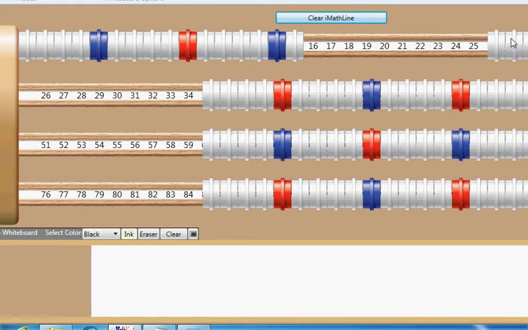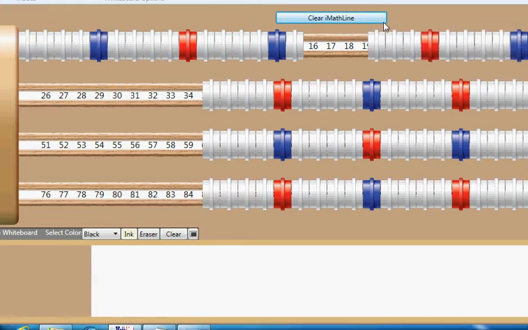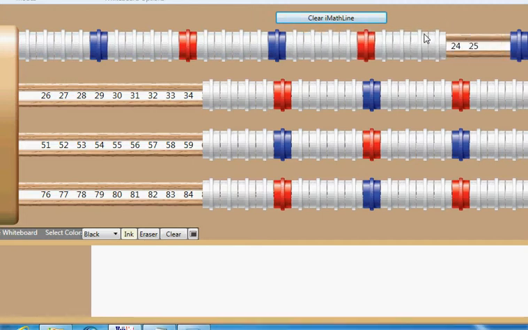Now we have 1, 2, 3. This is all the rings on this level. We have 1, 2, 3, 4, 5, 6, 7, 8. There's our third group of 8. We have one ring here. Now we have to continue counting down here.